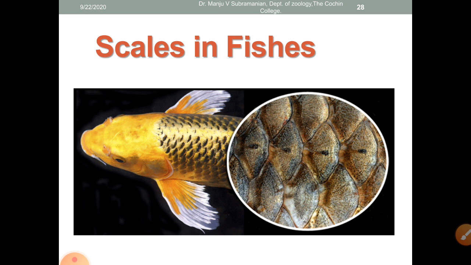The scales are produced from the mesodermal layer of the dermis, and the same genes involved in tooth and hair development in mammals are also involved in scale development. Larger and heavier scales supply more protection but resist movement, while smaller and lighter scales offer less protection but allow greater freedom of movement. Thus, in the common eel, Anguilla, the scales are microscopic, and not all fishes have scales.